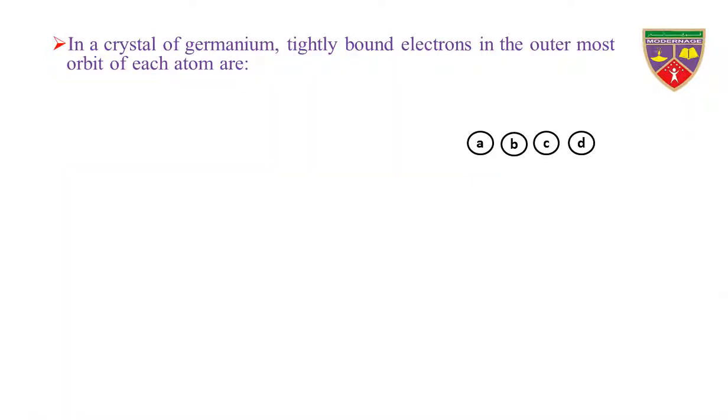In a crystal of germanium, tightly bound electrons in the outermost orbit of each atom are: option A, 6; option B, 10; option C, 14; option D, 18. The key is 18. Therefore, the correct option is D.